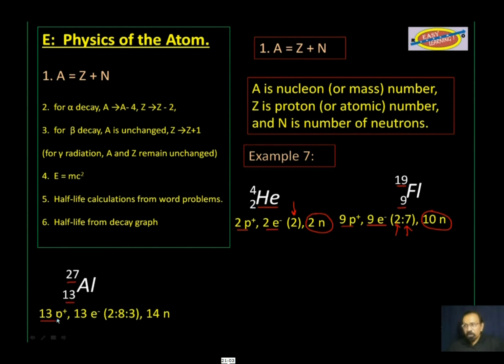13 protons, 13 electrons, 2 in the first shell, 8 in the second, and 3 in the third, and you have 14 neutrons. Subtract 13 from 27, you get 14. So I think you should be able to manage this first formula very well. Let's move on.